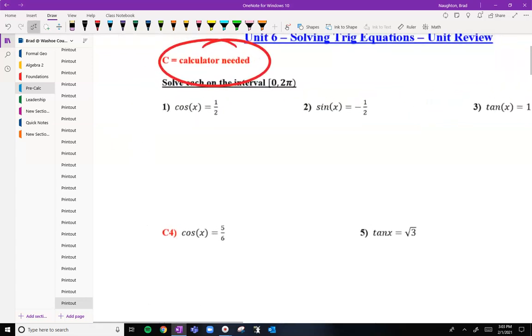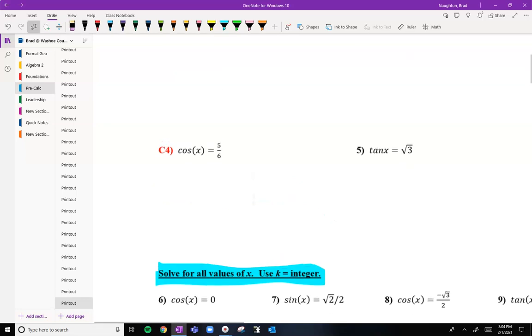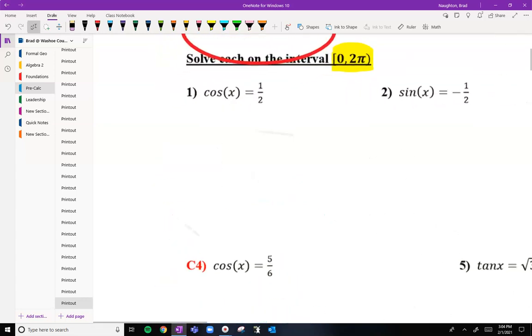The next thing I really want you to notice is that you have some different directions here. So on 1 through 5, they want just the answers. But then on 6, it's saying, hey, I want all the answers. So that's when we're going to use our K. So be careful because on your celebration, you're going to have to know which ones to put.